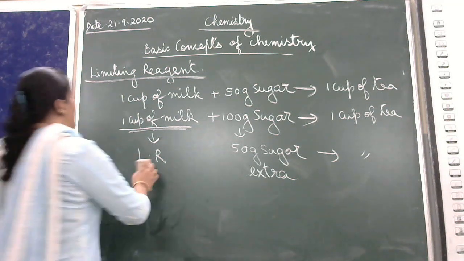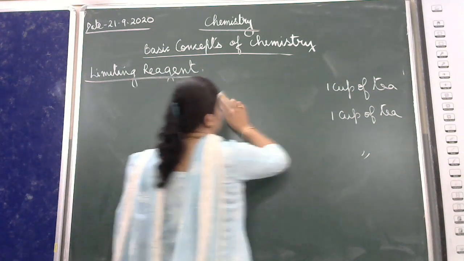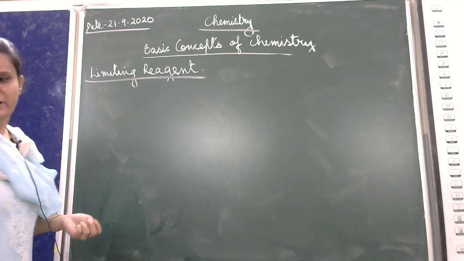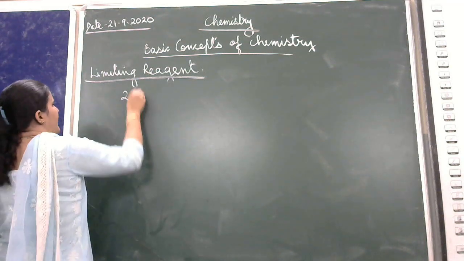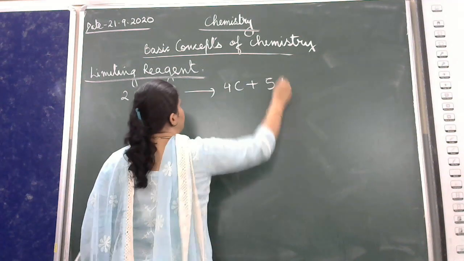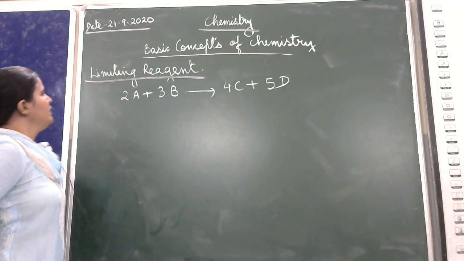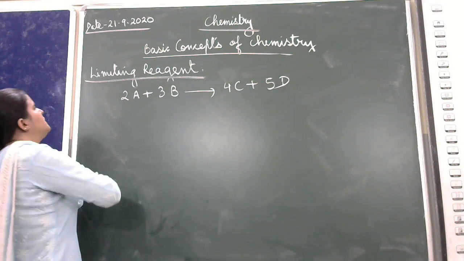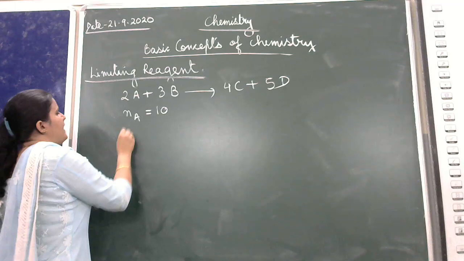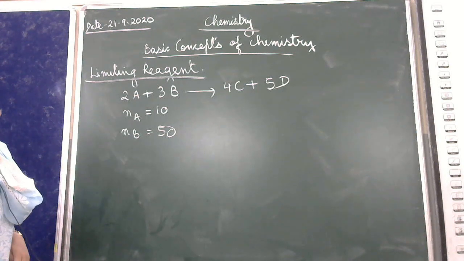Okay, now in general if I write an equation, suppose I am writing 2A plus 3B gives me 4C plus 5D. This is a question given to you. Okay, now what else is given to you in this question? Suppose moles of A reactant is 10 and moles of B reactant is 50. This is also given. So what are they asking you?